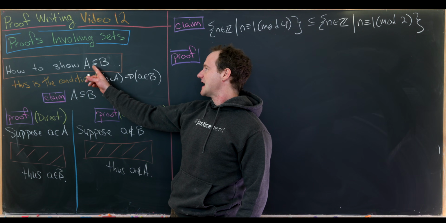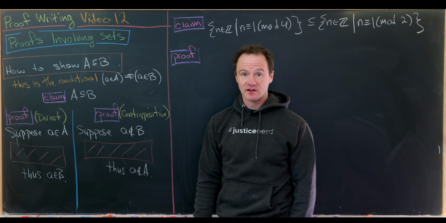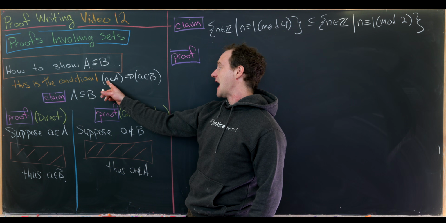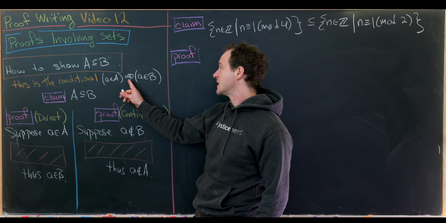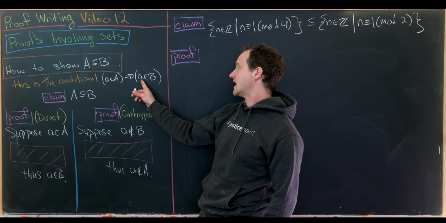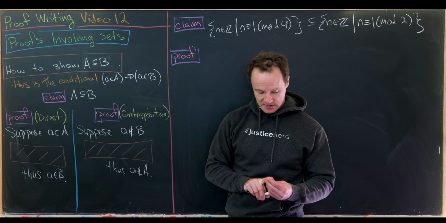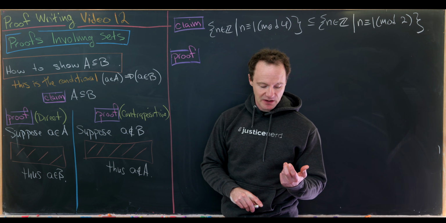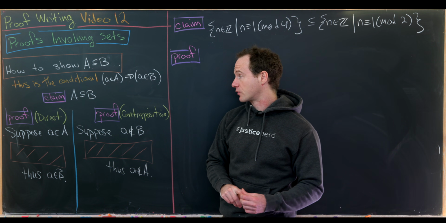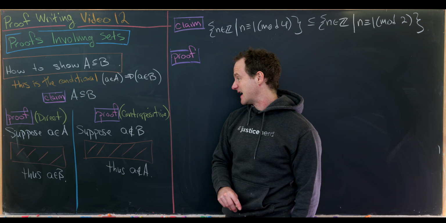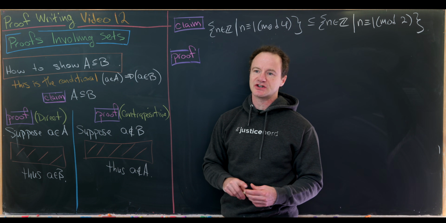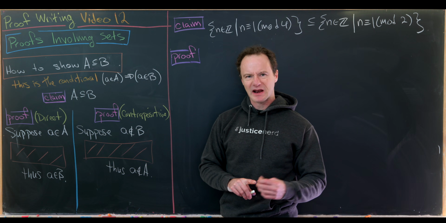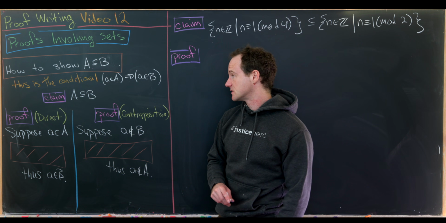Showing that A is a subset of B is equivalent to the conditional: a is an element of A implies a is an element of B. So we'll keep that in mind when we form our outline for our proof. And we'll have a direct and a contrapositive outline. Although I guess you could have a proof by contradiction outline if you wanted to as well, but I'll let you fill in those details.